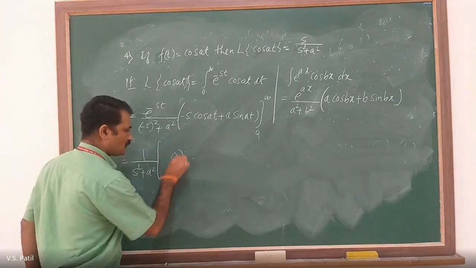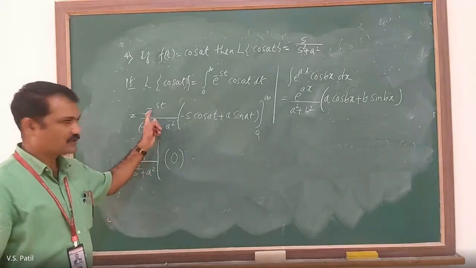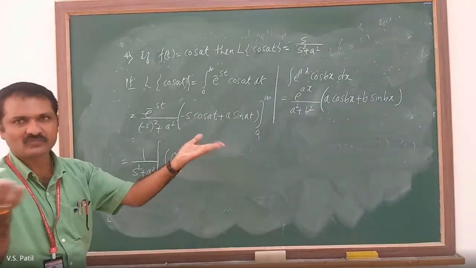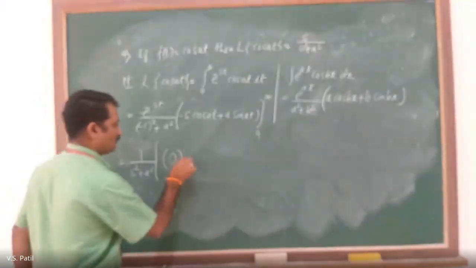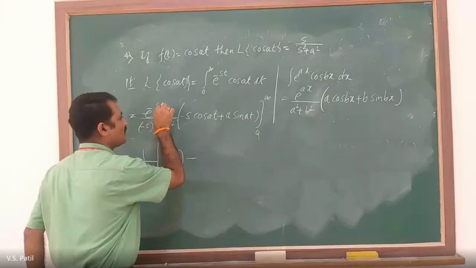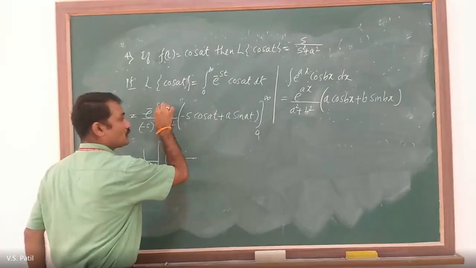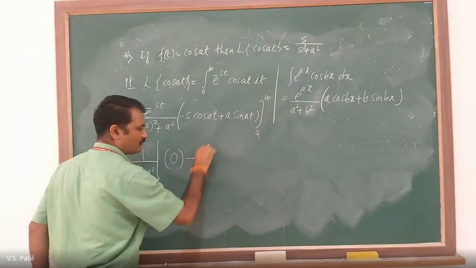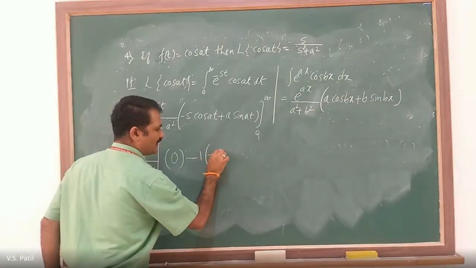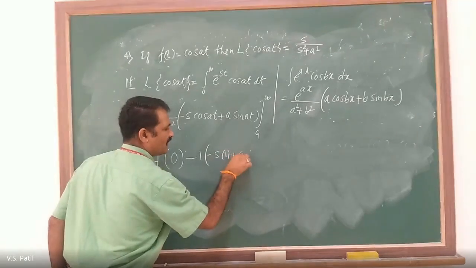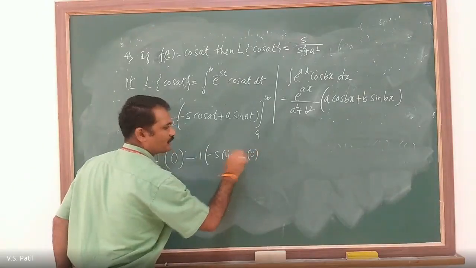So e to the power infinity becomes 0, and 0 into this is 0. No need to worry. Minus, put t equal to 0. e raised to 0 is 1, into bracket minus s, cos 0 is 1, plus a into sin 0 is 0.